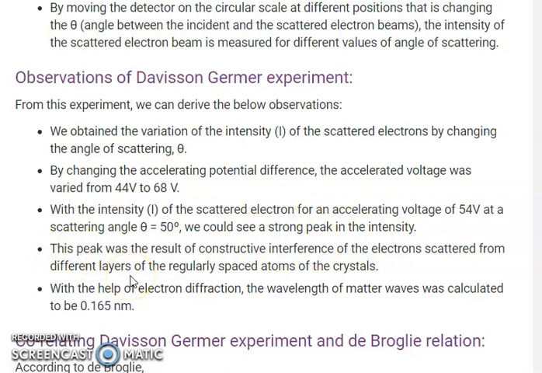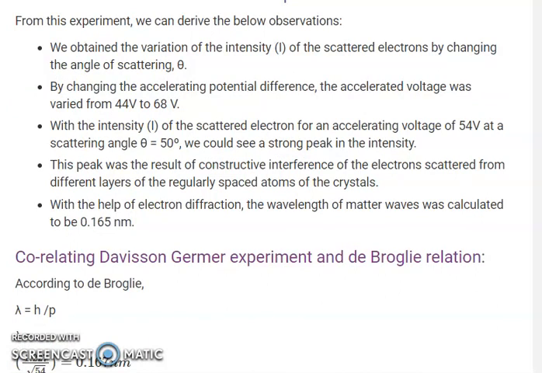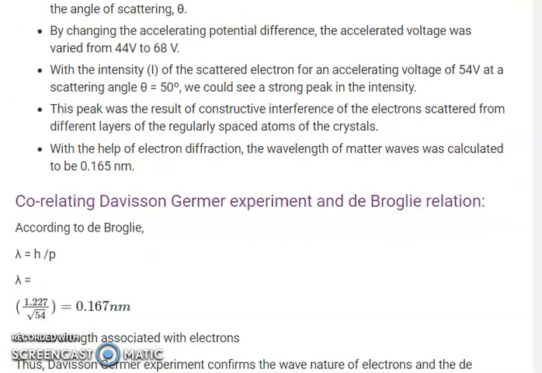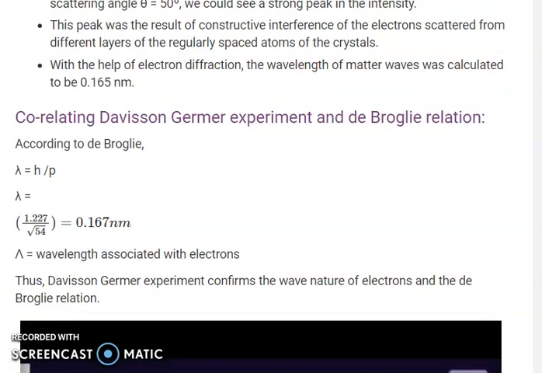Thus, the peak was the result of the constructive interference of the electrons scattered from the different layers of the regularly spaced atoms of the crystal. With the help of electron diffraction, the wavelength of the electrons was calculated to be 0.165 nanometers. The correlation with the Davisson-Germer experiment is as follows: lambda is equal to h by p, the wavelength associated with the electrons, that is 1.227 by square root of 54.